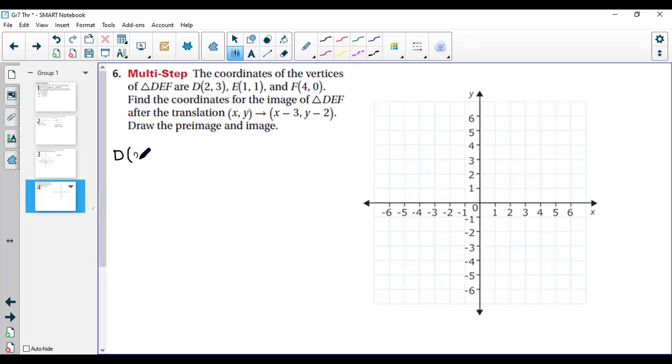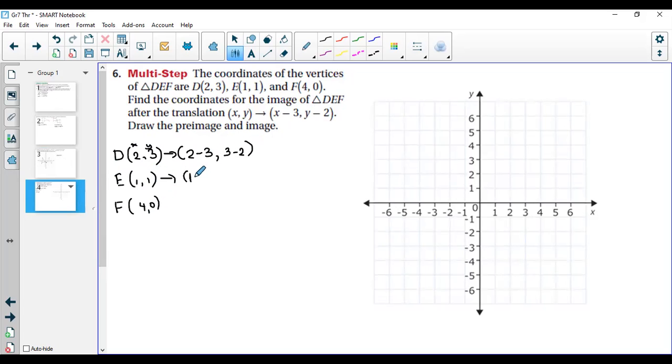So D is 2 and 3. E is 1 and 1. F is 4 and 0. So the rule is from every value of x minus 3. So this is x and this is y. So from every value of x, that means from 2, I will subtract 3. From every value of y, you have to minus 2. So 3 minus 2.